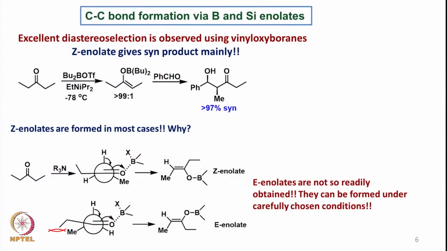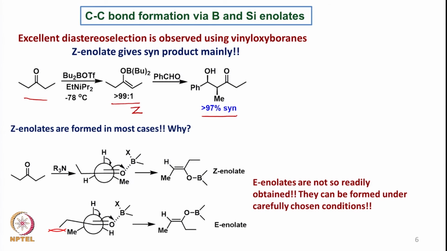Excellent diastereoselection has been observed using vinyl oxyboranes. As we checked before, we can make the enolates the way we want. Now, if we take diethyl ketone, for example, something like this, then if we use dibutylboron triflate, and in the presence of this unique base, that is diisopropylethylamine at -78 degrees, then this is the enolate, that is the boron enolate, that is formed, which is a Z enolate, with more than 99:1 ratio of the Z and E enolate. And when this reacts with benzaldehyde, then of course you get the syn product, syn aldol, which is more than 97% in terms of its ratio.